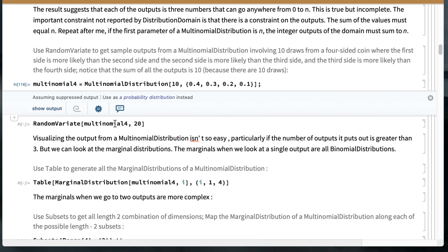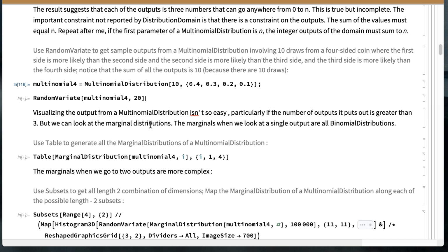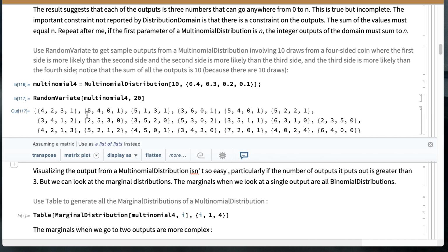Let's say, hey, factory, start producing. Remember, that's what random variate does. It's a command to the factory to get its act together and start spitting out stuff. So I say I want 20 draws. And so you'll see, what does this mean? That means we have 4 of the first category, 2 of the second category, 3 of the third category, and 1 of the fourth category.